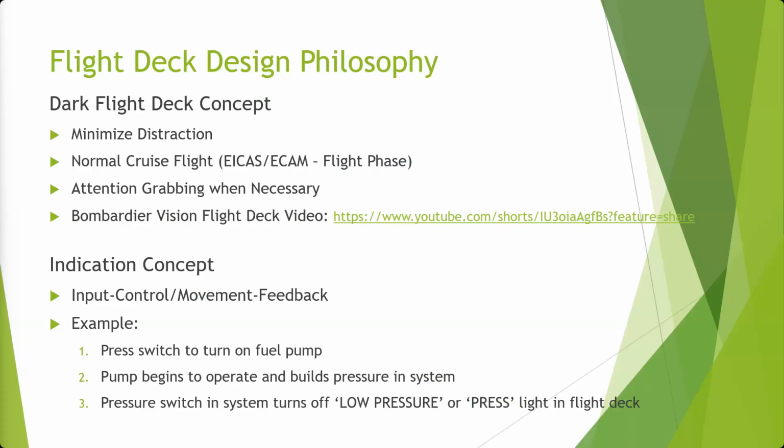What I mean by that is during normal cruise flight, or with an ICAS or ECAM system that's dynamic, it'll be in the flight phase. The flight deck should be as dark as possible. That means that on your ICAS displays, there shouldn't be any caution, warning, or other messages like that. On your glare shield and your overhead, there shouldn't be any lights turned on. So when things are normal, the lights shut off. Your indication lights shut off, the messages go away, things are quiet, and there aren't any attention-grabbing items.